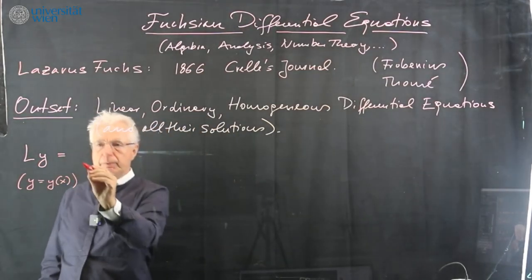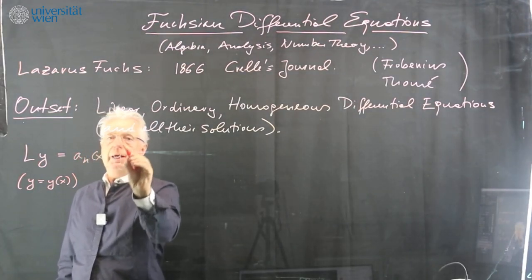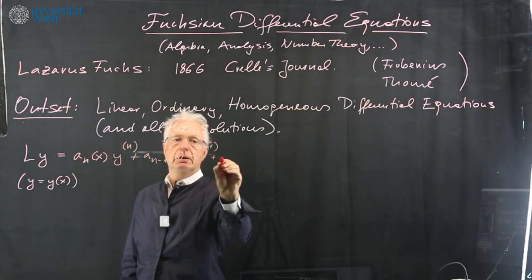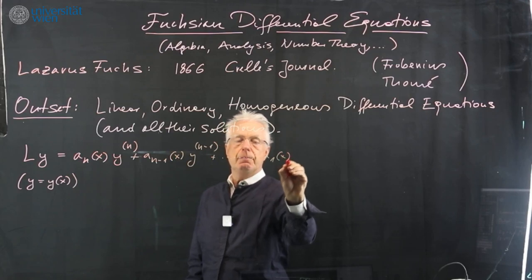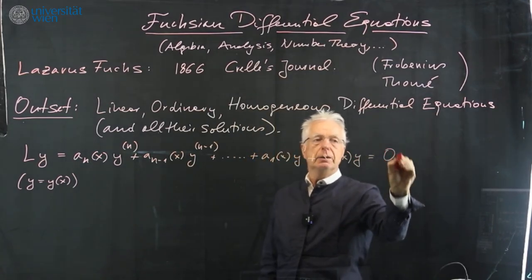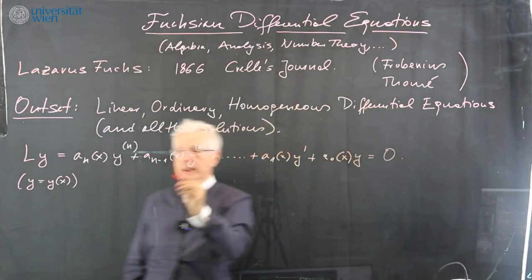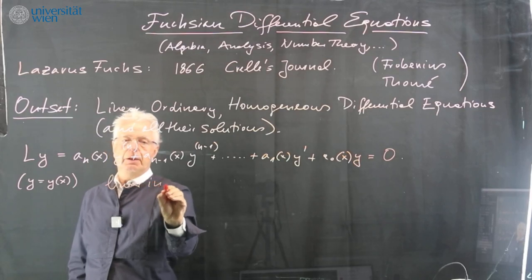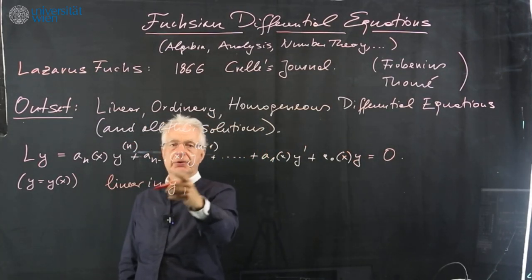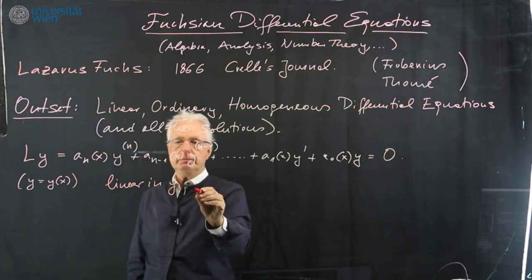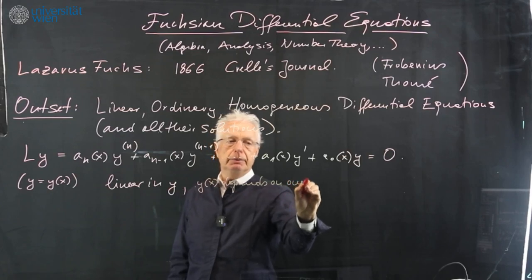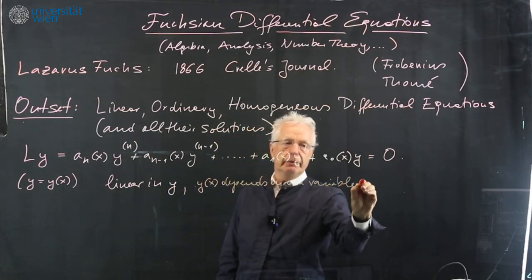And we will have, let me write it like this, a_n(x) y^(n), the nth derivative, plus a_{n-1}(x) y^(n-1) plus ... plus a_1(x) y' plus a_0(x) times y, the zeroth derivative of y, equals zero. Okay, so it is linear in y as derivation is linear. Okay, that refers to the linearity. It is ordinary in the sense that y will only depend on one variable. Y of x depends on one variable, so that's, of course, the easiest case, one variable x.